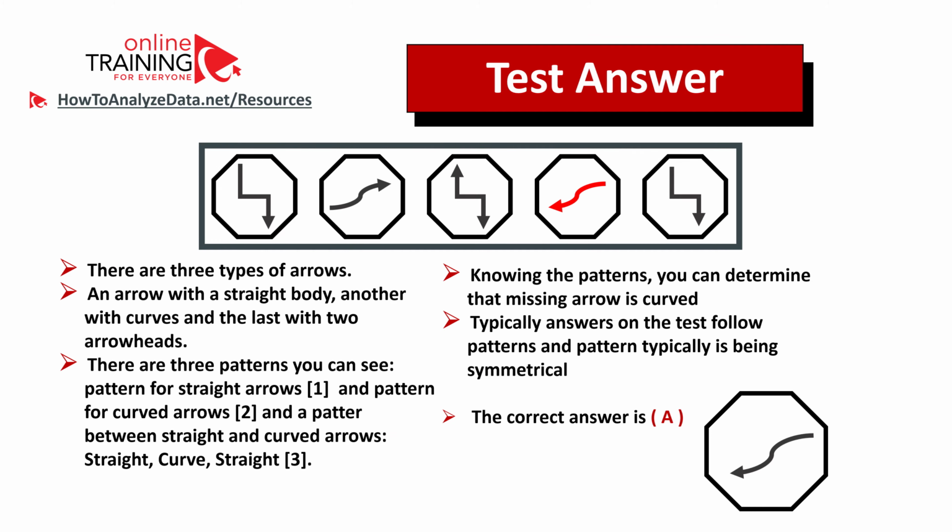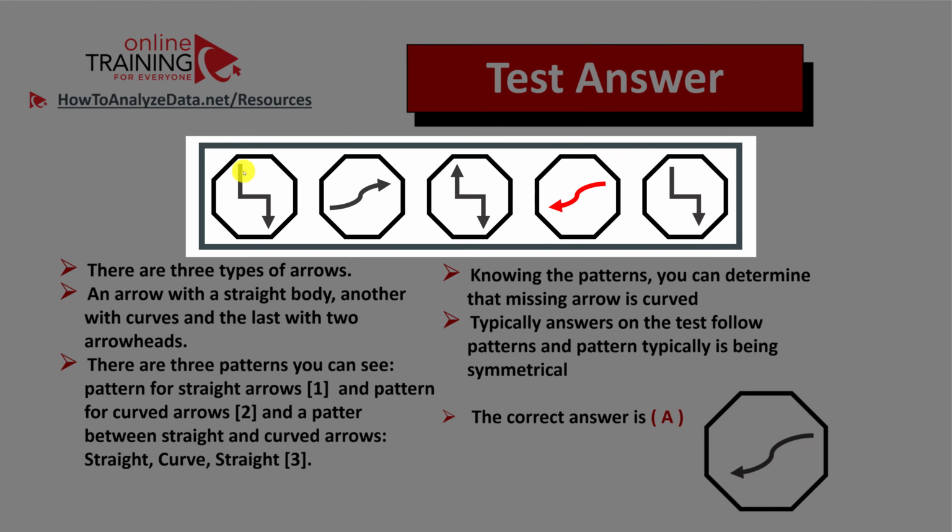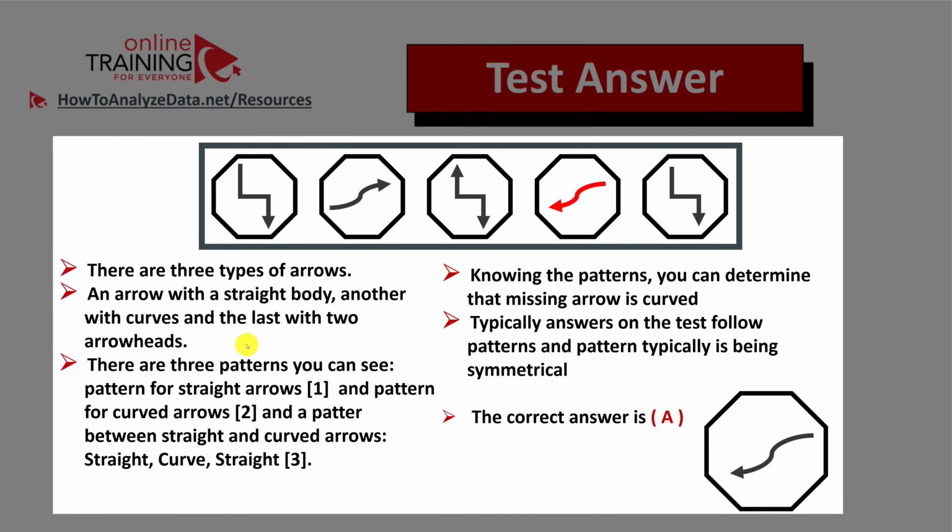Let me explain to you how you can come up with the solution on your own. What we see here is 3 types of arrows. We see an arrow with a straight body, another arrow with a curved body, and then we also see an arrow with 2 arrowheads. As usual, my recommendation is always look for patterns.